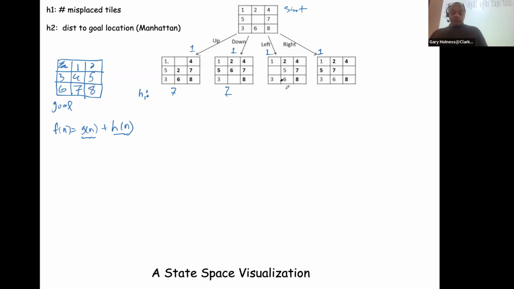How about this configuration? We know the eight's not out of place. Is anything else not out of place? So everything else is out of place, right? So that's seven. How about here? I'm sorry, I didn't hear. The same? Okay, so seven. Okay. So let's look at H2.